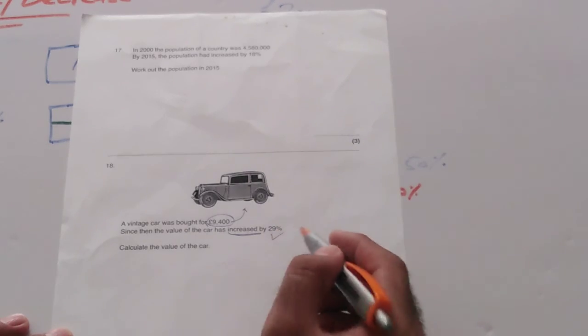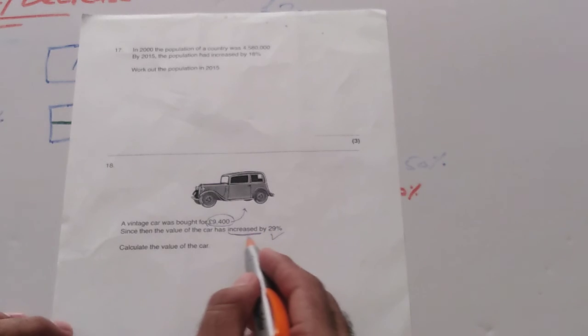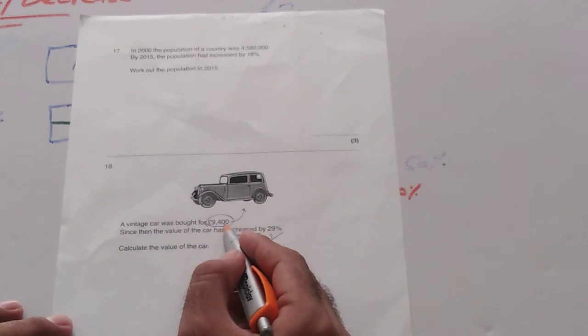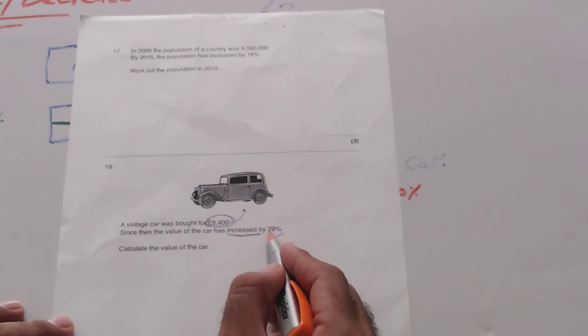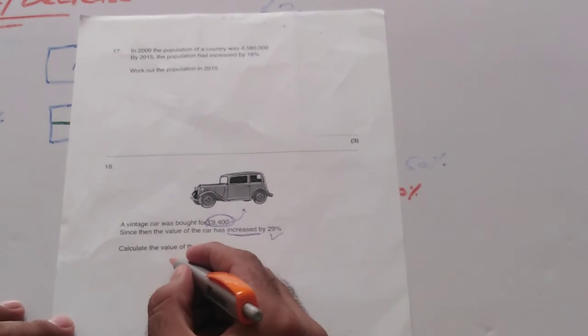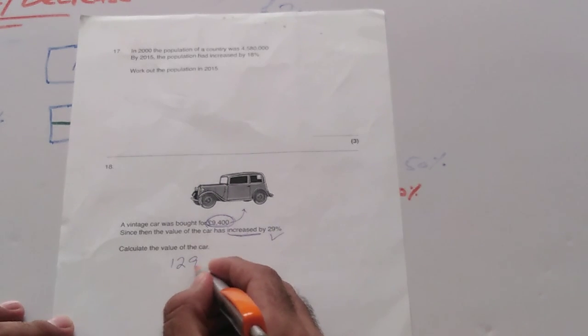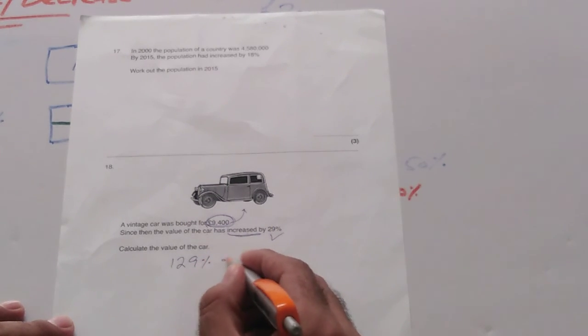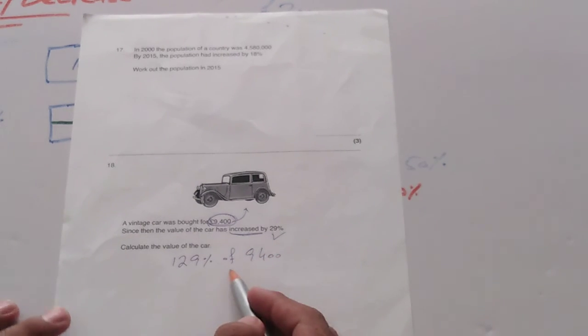By 29%. So again, either the short way if you want to do, it's increase. So 100% is there, and you have to find 29% more. So actually this will be 100% and 29%, or 129% of the price of the car. So whatever, just work it out, you'll get the answer.